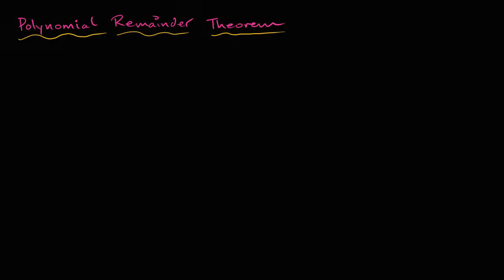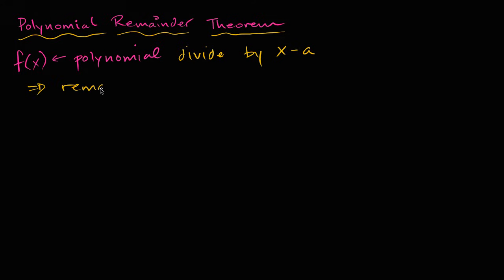Well, it tells us that if we start with some polynomial, f of x, so this right over here is a polynomial, and we divide it by x minus a, then the remainder from that essentially polynomial long division is going to be f of a.